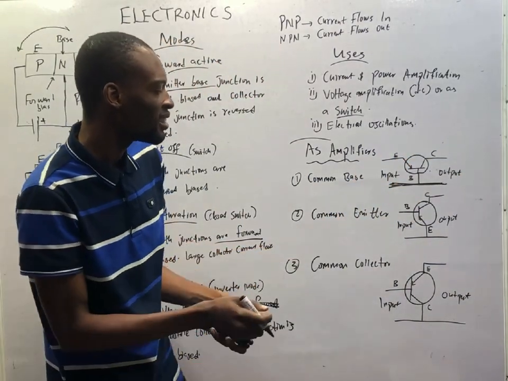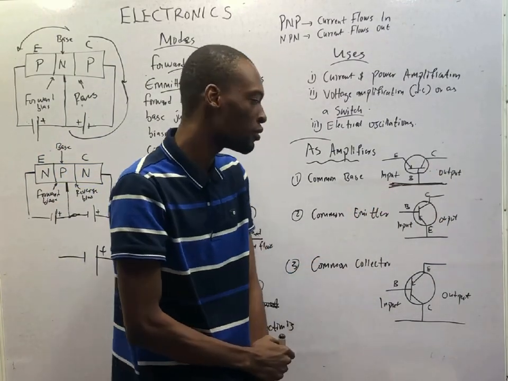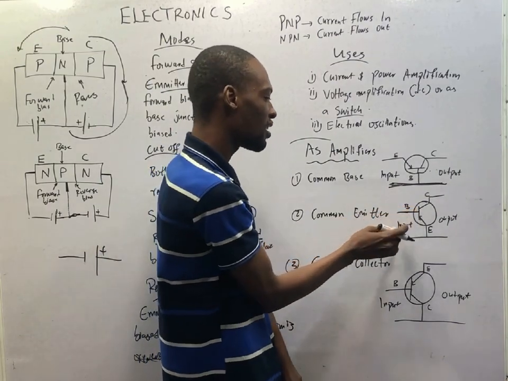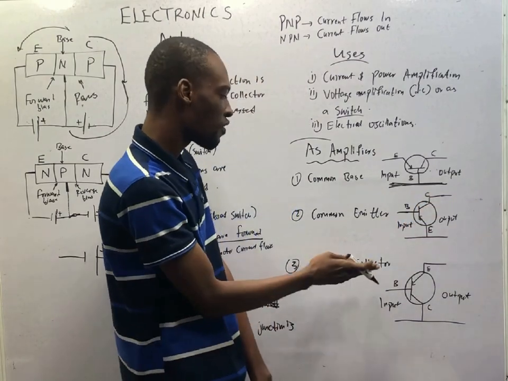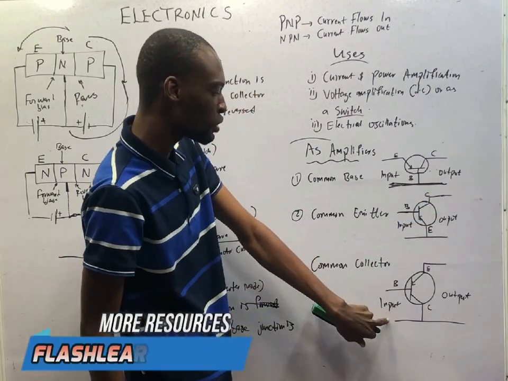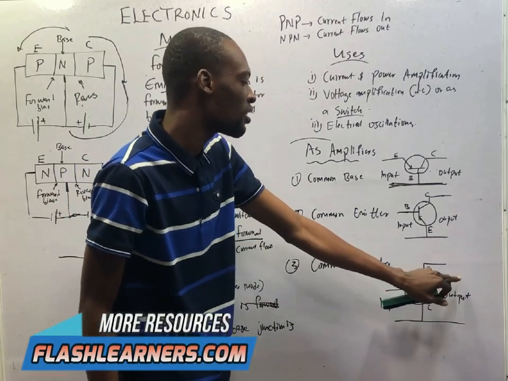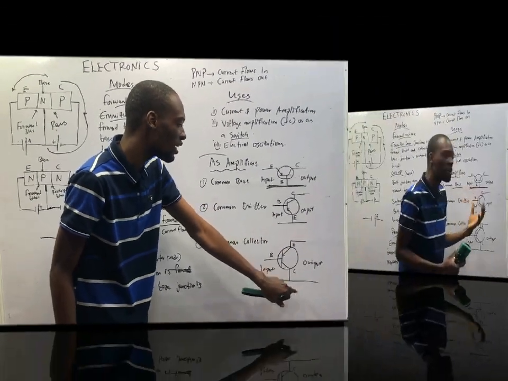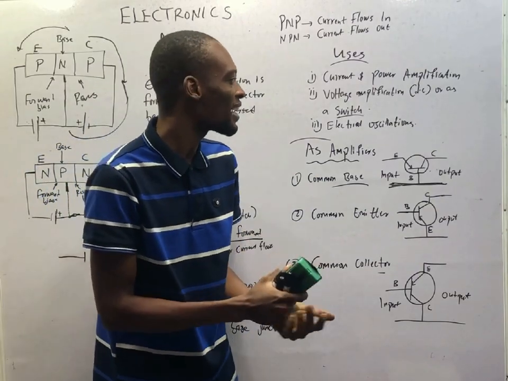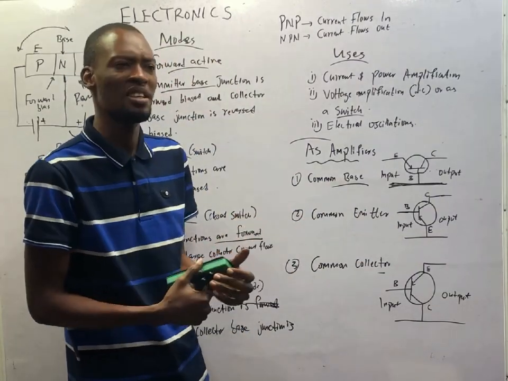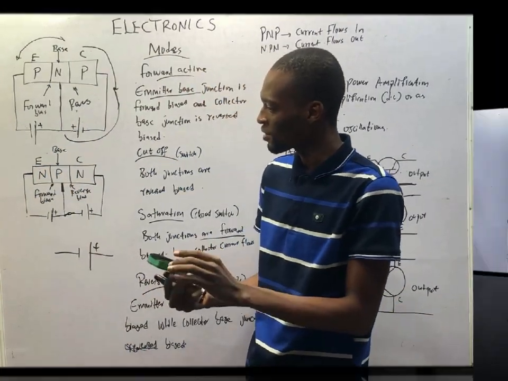For the common emitter, the emitter is common between the input and the output. In the input, you have the base and the emitter. In the output, you have the collector and emitter. For common collector, the collector is common between the input and output. In the input, you have base and collector. In the output, you have emitter and collector. When it comes to transistors and electronics, there are more things to be dealt with, like input characteristics, output characteristics, oscillators, amplifiers, and more. Now, in this class, we stop here.